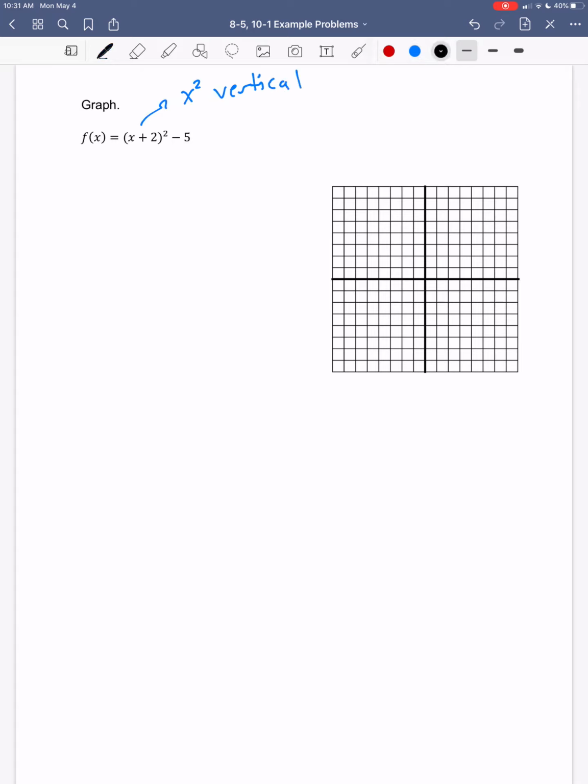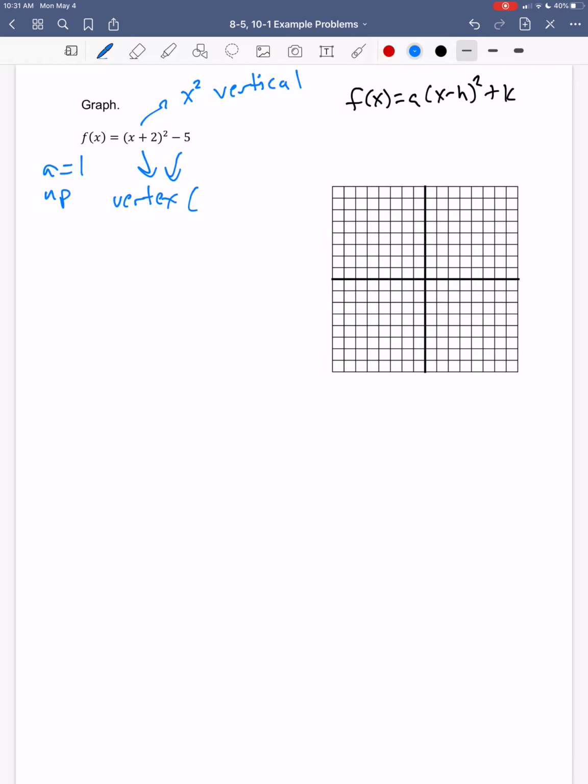All right. My general form, f of x is a times x minus h quantity squared plus k. So I look over here. I don't have anything in front of the parentheses. That tells me then a is really 1. That means it's going to open up. This stuff gives me the vertex.